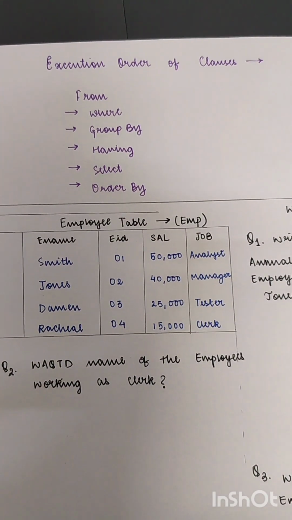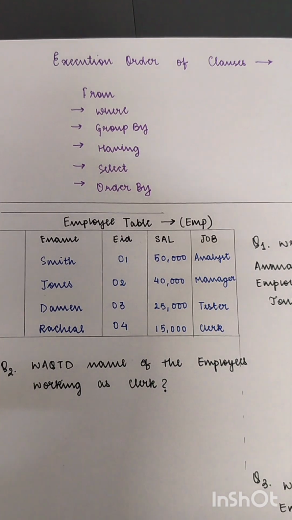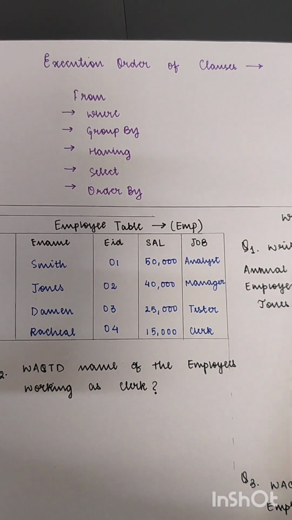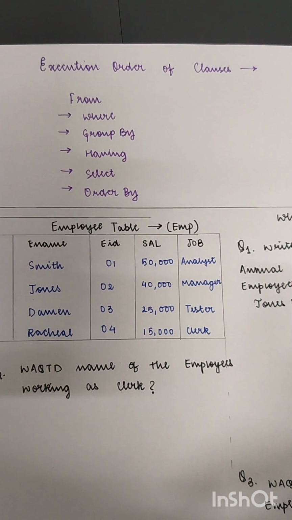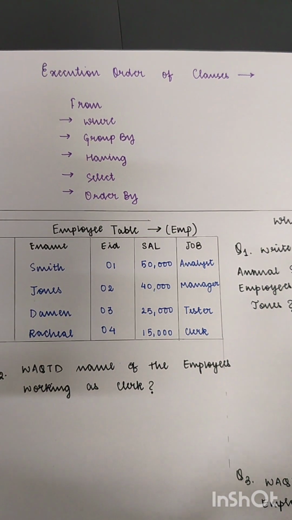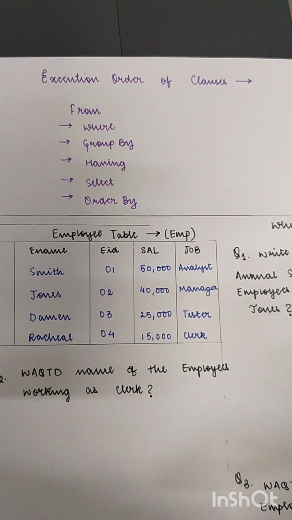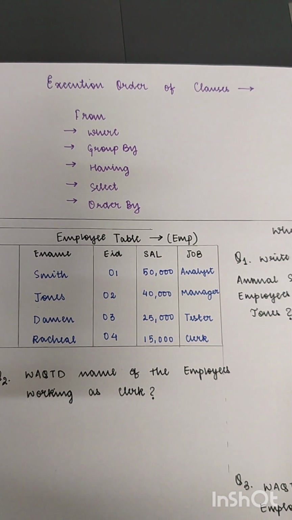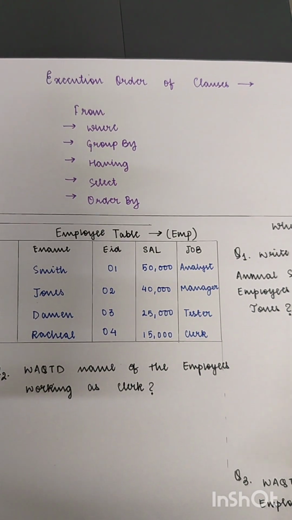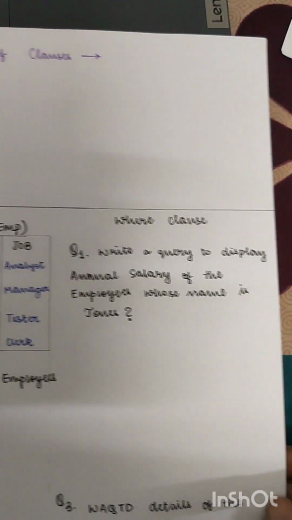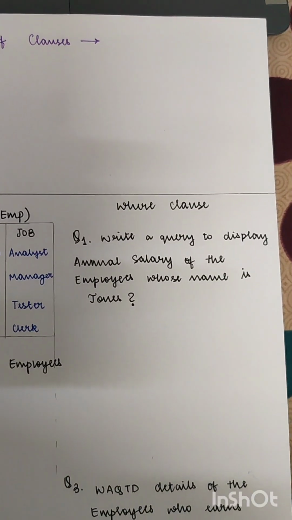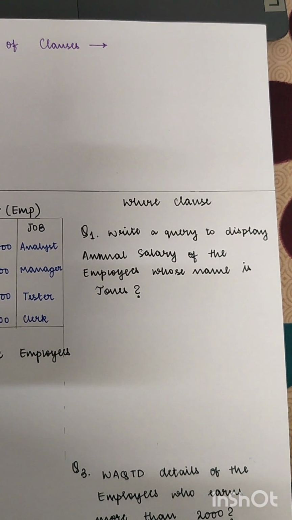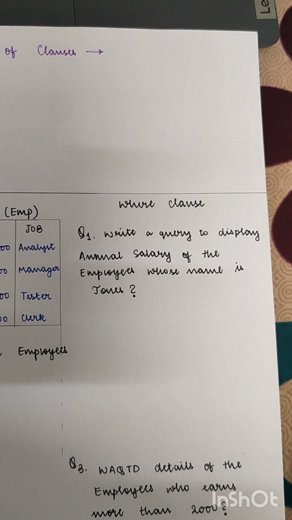This is the table named employee table, and we will write it as EMP. It has ENAME, which is the name of the employees, EID is the identity number of the employees, SAL is the salary, and JOB is the job they are doing. So this is the table. Let's see what the first question is saying: write a query to display the annual salary of the employees whose name is Jones.